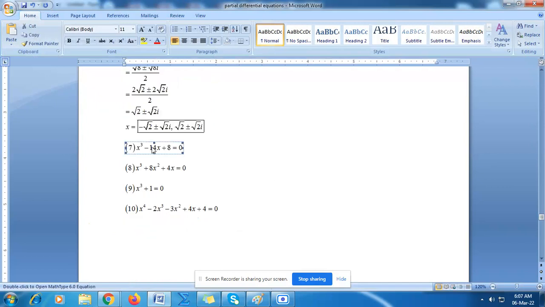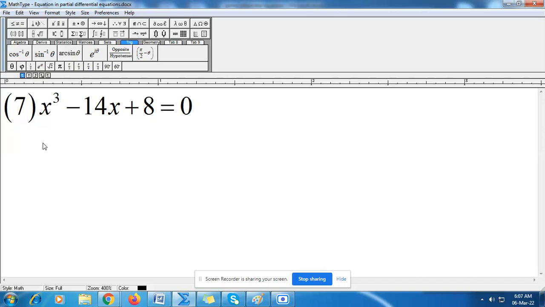And now we go for this one, that is x cube minus 14x plus 8 equal to 0. So this is a cubic equation. If it is more than 2 degree, then we use synthetic division. So how do you use this? First you check for what value of x satisfies this equation. So after checking, you have to use synthetic division.